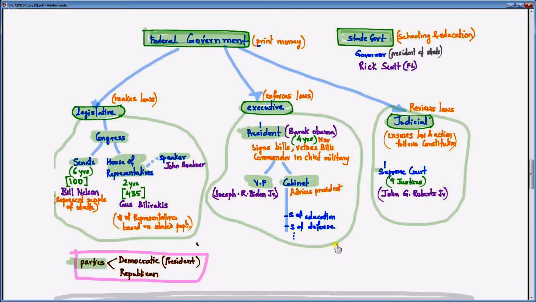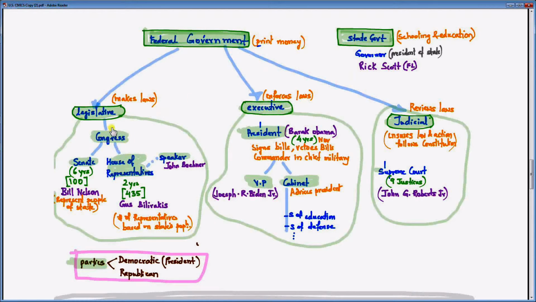The US government is broken down in a way that no single part of the government can become too powerful, and that's what we call separation of power, or the federal government. So the federal government is broken down into three main parts: the legislative, which makes laws, the executive that enforces laws, and the judicial that reviews laws.